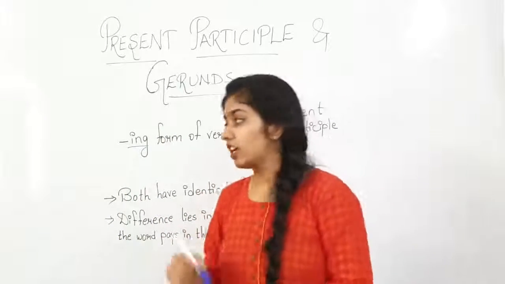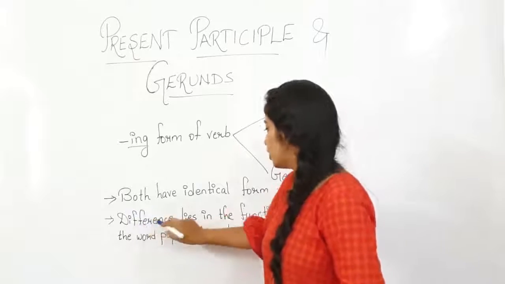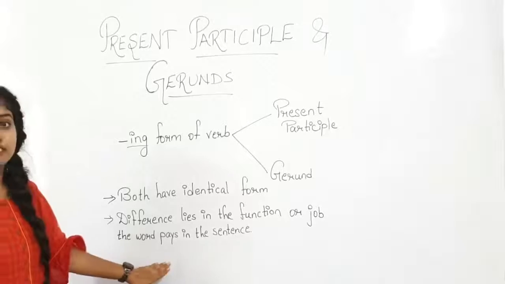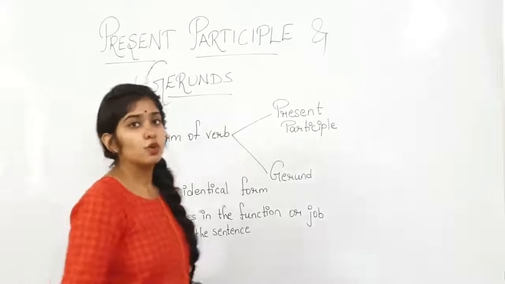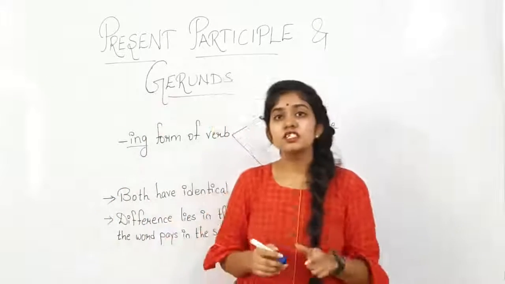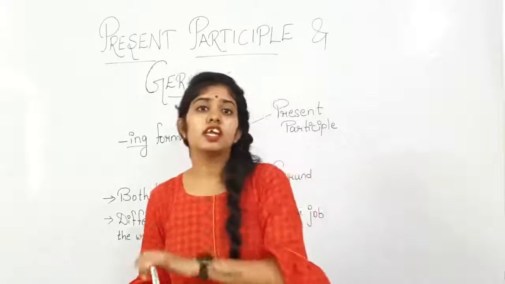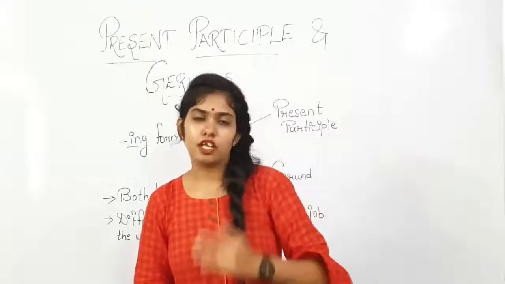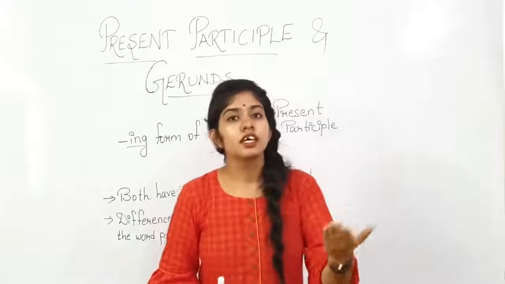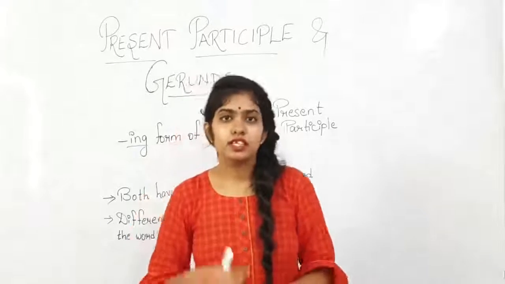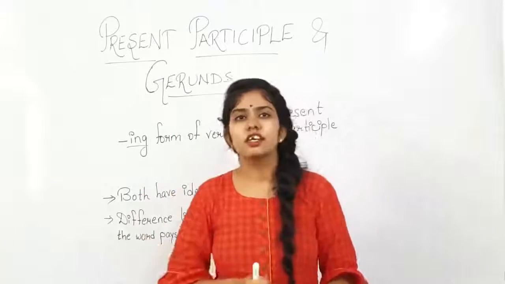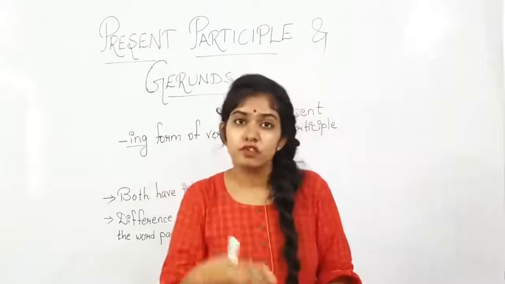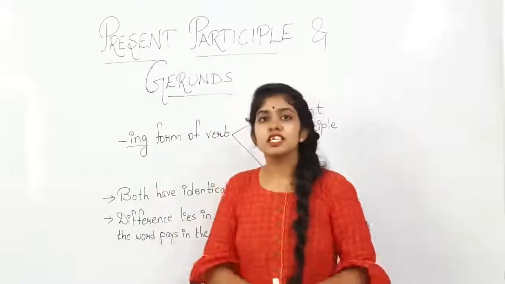So for that we have one more thing: the difference lies in the function or job the word plays in the sentence. When the word plays the role of a verb, then it is a present participle, and when the word plays the role of a noun, then that word is a gerund. How will you identify whether it is a noun or a verb? That we will study in detail in this session.